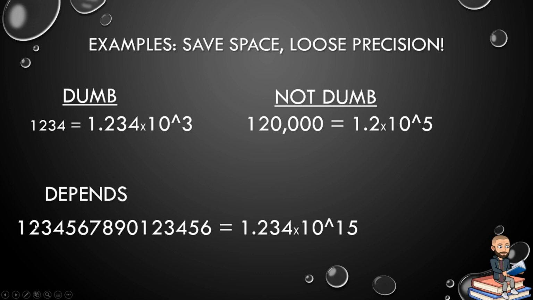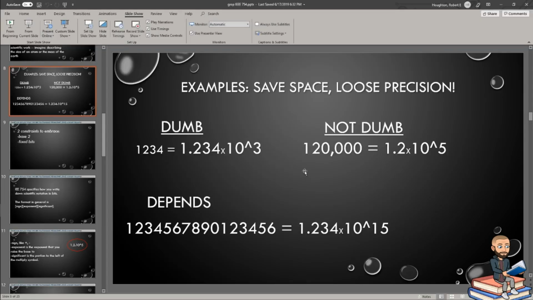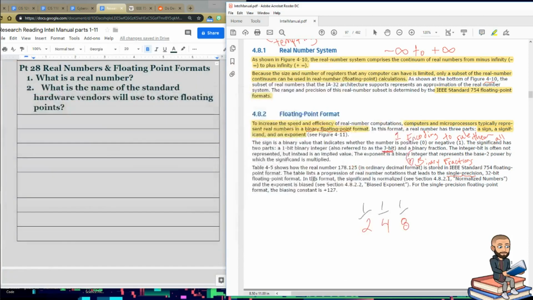I could have an enormous number like this. And if I just do 4 decimals, 1.234 times 10 to the 15, if I just move this, I would assume the rest are zeros, though as you can see based on this number, they are not. So that's life. There's benefits and drawbacks to designing things the way you design them.